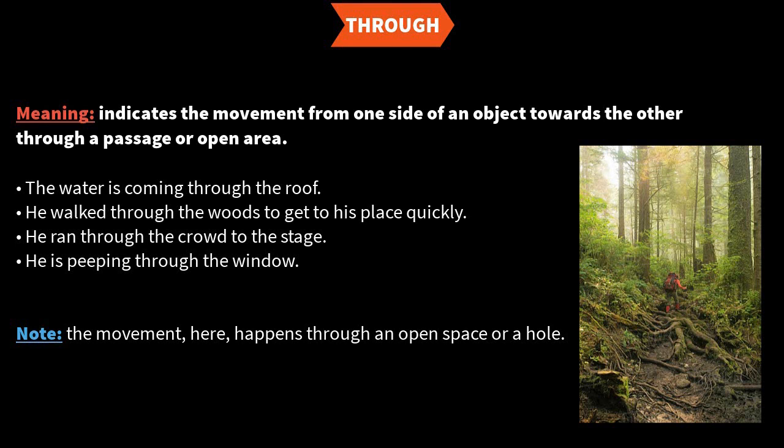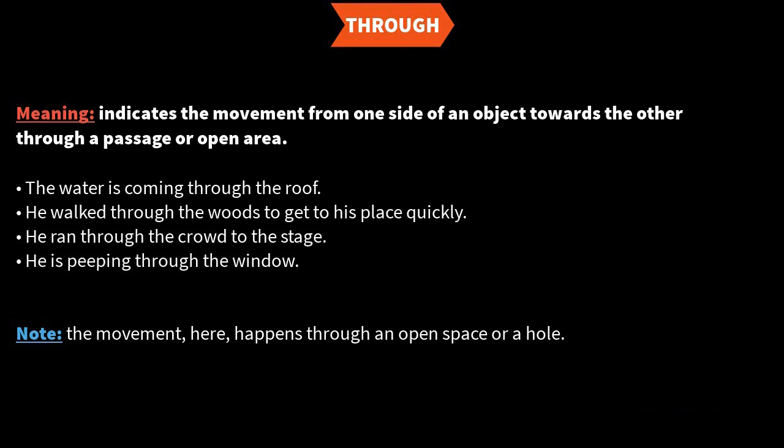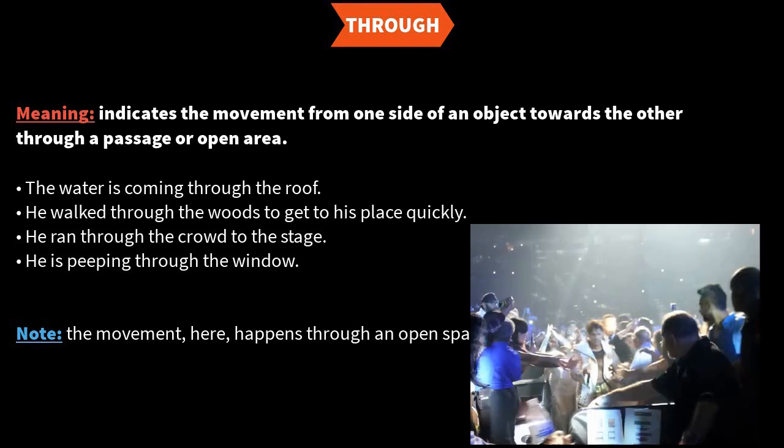We walk through a tunnel, right? Anything that has some space in it. Okay, let's take one more example. He ran through the crowd to the stage. Again, when you have a crowd, it has a lot of blockages and it has some spaces as well. So you can go through it, right?